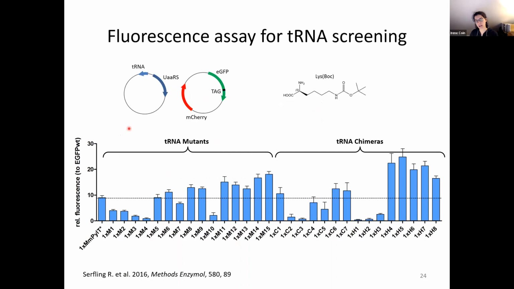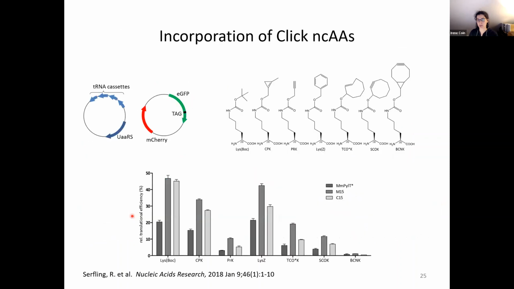We have an assay to check our tRNAs. This is also published, and it's a fluorescent-based assay. We have a GFP readout and an mCherry control. So this is the efficiency of the normal pyrrolysyl tRNA, and you see that some of our designer tRNAs are dead, but there are a few others that are really good. They are much better. So we put these into a plasmid system with 4x tRNA expression cassettes.